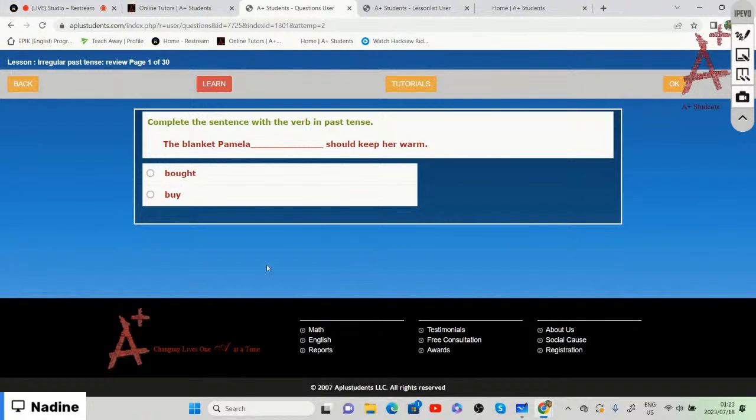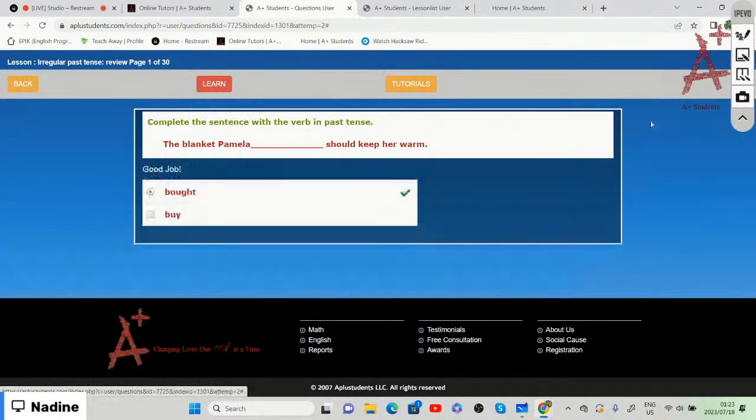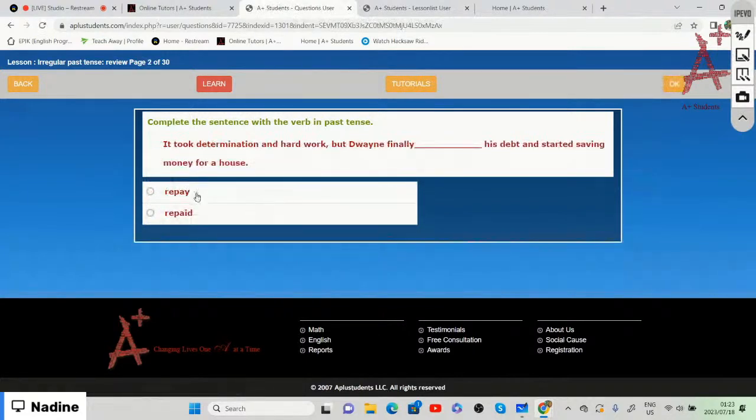All right, so if we were to choose the correct past tense irregular verb, then we will say the blanket that Pamela bought, right? So bought is the past tense of buy. All right, the next one. It took determination and hard work, but Dwayne finally repay or repaid his debt and started saving money for a house. You need to choose between repay or repaid, the past tense.